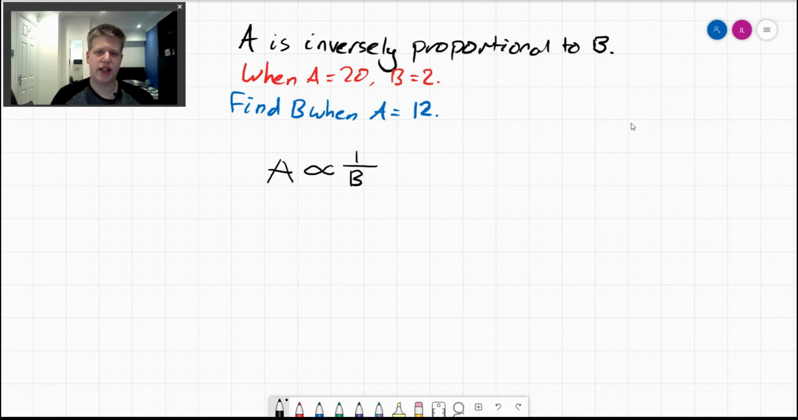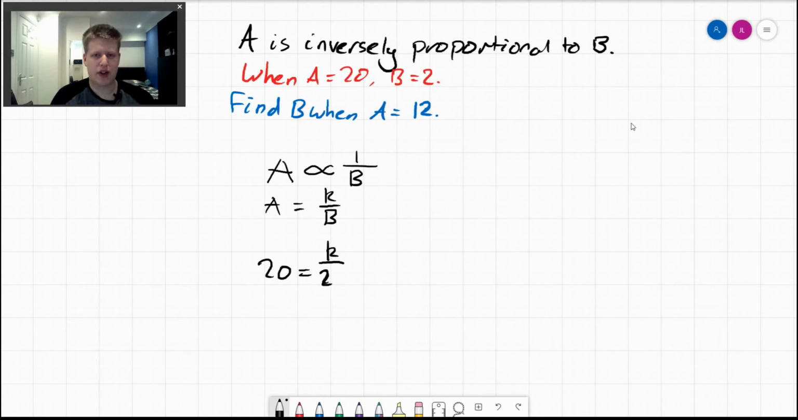Now to write this as an equation, we need to use our constant of proportionality, K, the thing that makes A and B different. So let's write this out. It'll look like this. A is equal to K divided by B. This is our equation. Now to find K, the constant of proportionality, we need to sub in our numbers. So we know that when A is 20, B is 2. So we're going to write A is K over 2.